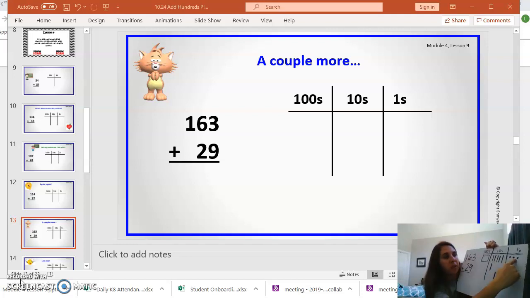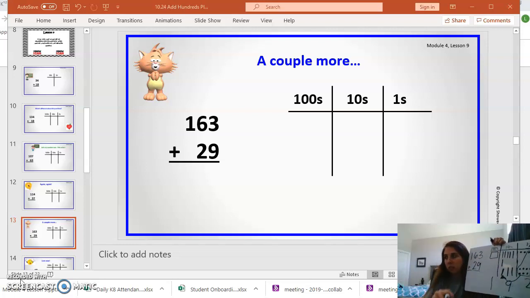9 plus 3 is 12. So I have 12 ones. That's too many. So I need to find a group of 10 and move them over to the tens place. Now that leaves me with just 2 ones. Now how many tens do I have? Oh, a lot. 1, 2, 3, 4, 5, 6, 7, 8, 9. 9 tens and still 100. 192 is my solution.